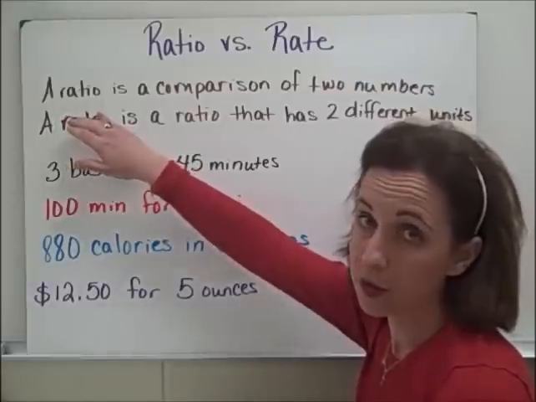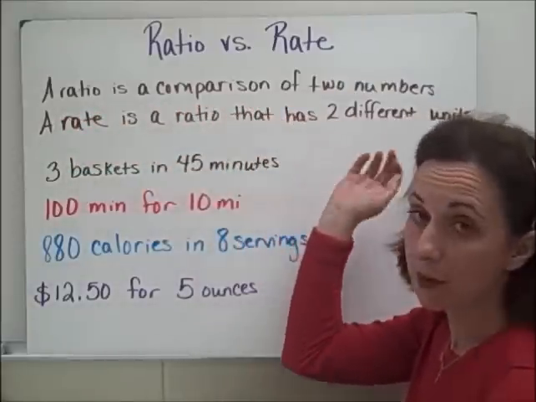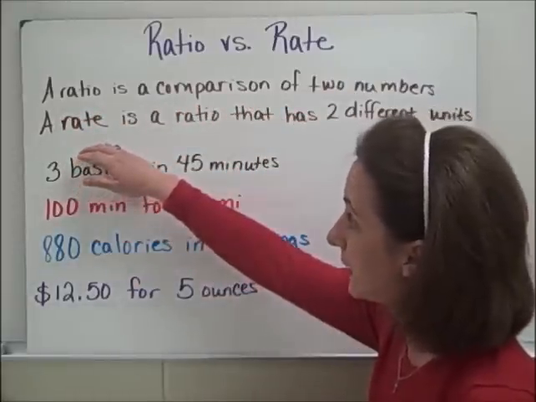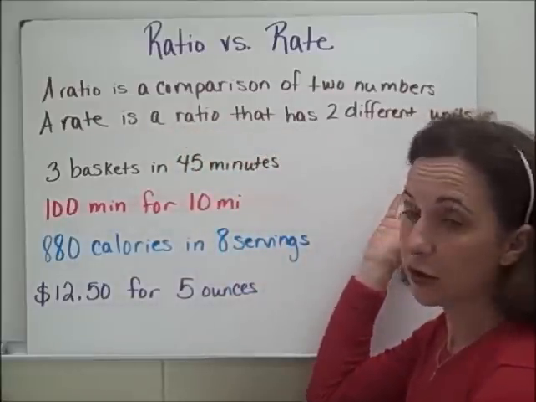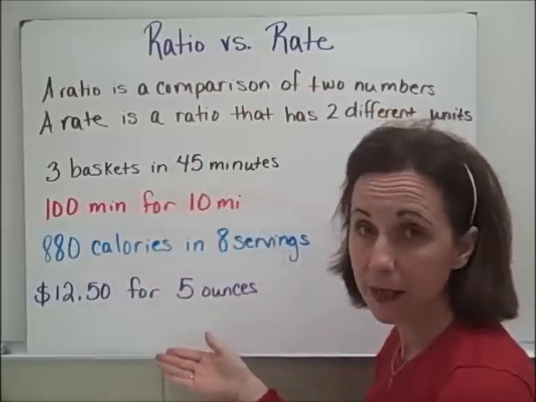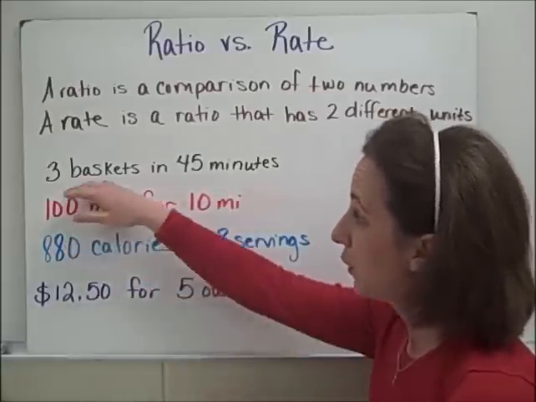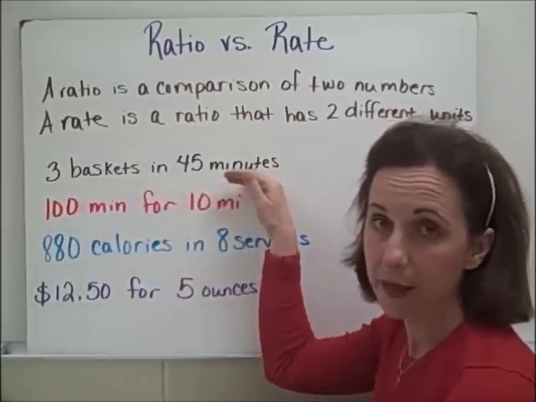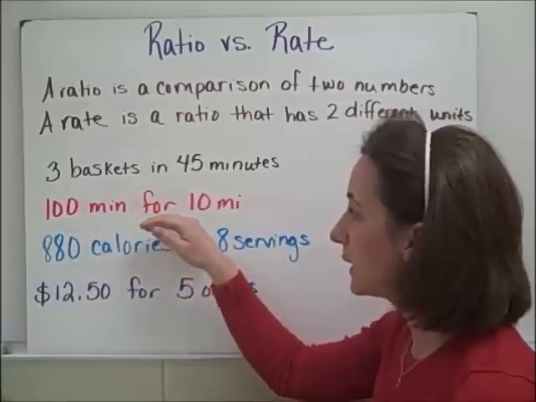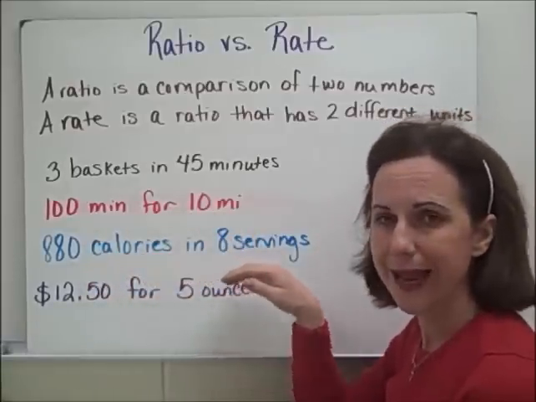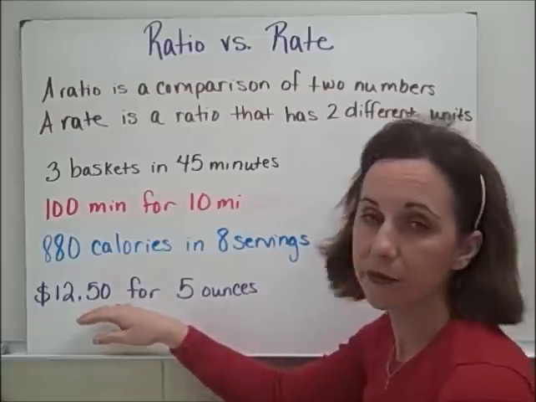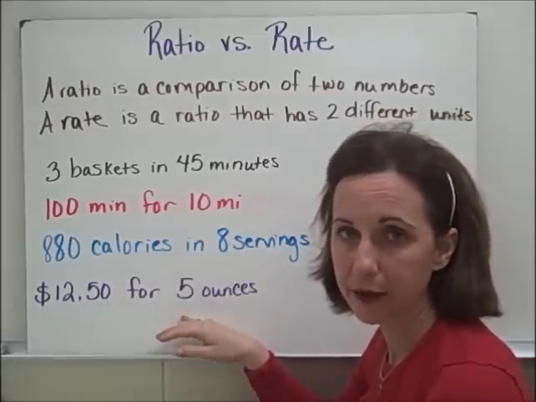A ratio, which we just said, is a comparison of two numbers. So a rate is a type of ratio that has two different units. And here are some examples of rates. 3 baskets in 45 minutes, 100 minutes for 10 miles, 880 calories in 8 servings, and $12.50 for 5 ounces.